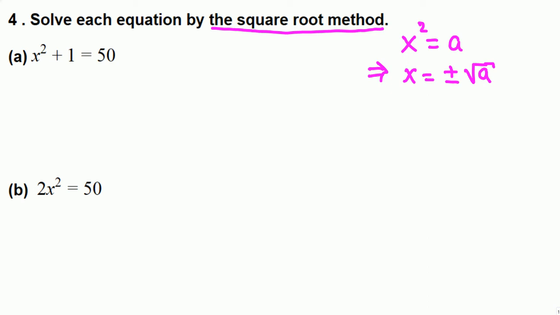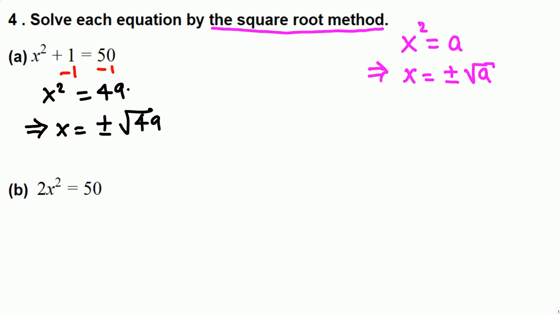So we want to write it in this form, with x squared on the left side and a number on the right-hand side. We have plus 1, so we need to move this over. Subtract 1 from both sides. We get x squared equals 50 minus 1, which is 49. Now we use the square root method. This implies x equals plus minus the square root of 49.